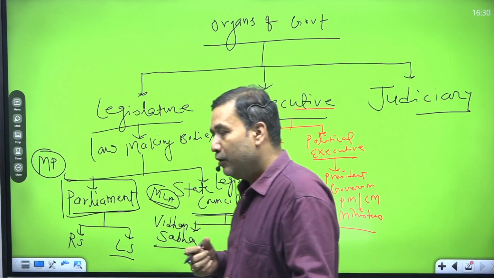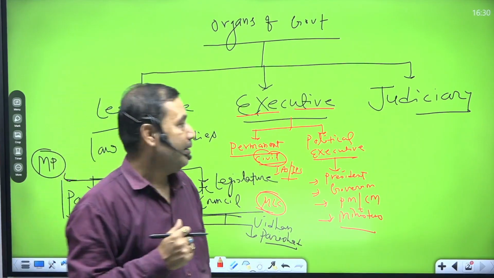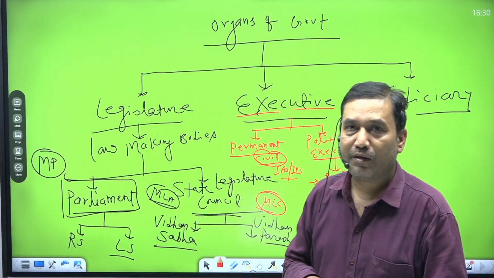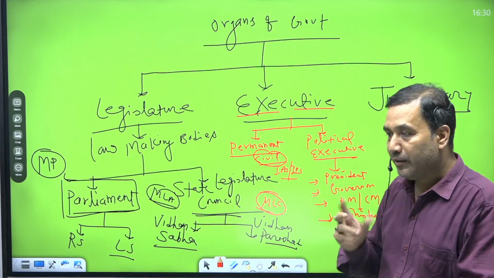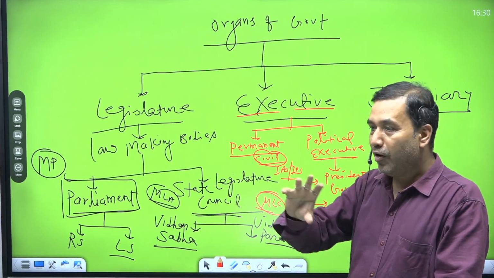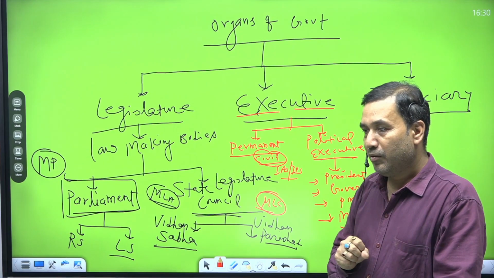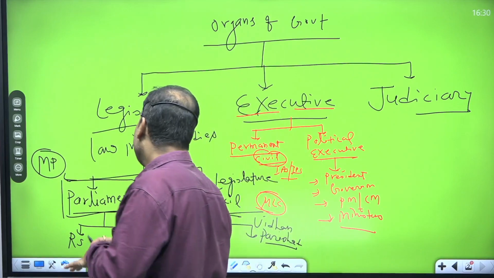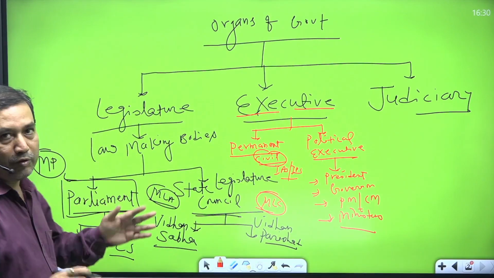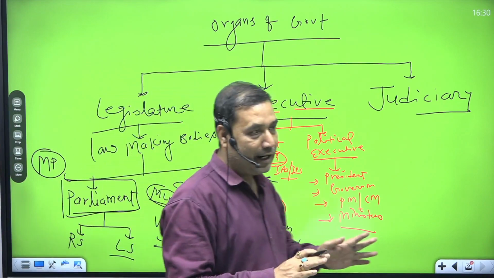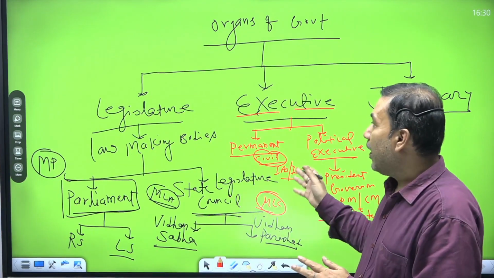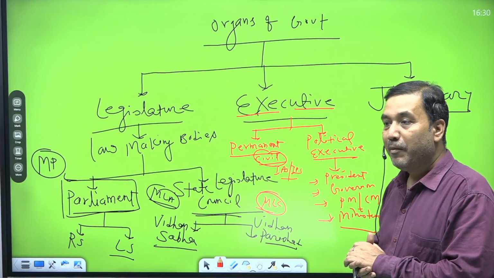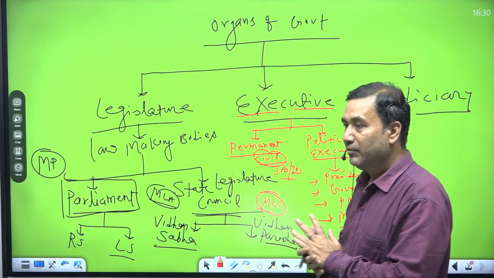Okay, why call the political executive? Because president, governor, PM, CM and ministers, their tenure is already fixed, 5 years. Okay, executive is also part of the legislature, no doubt, but the functions are different.